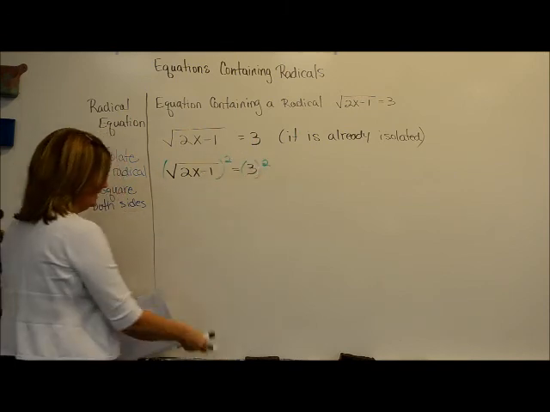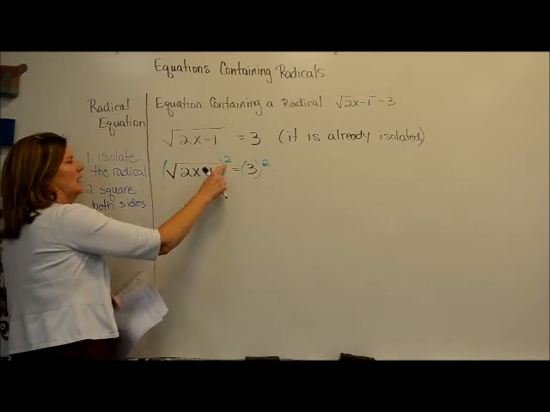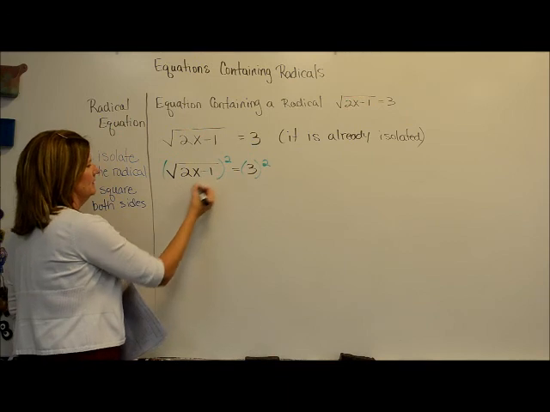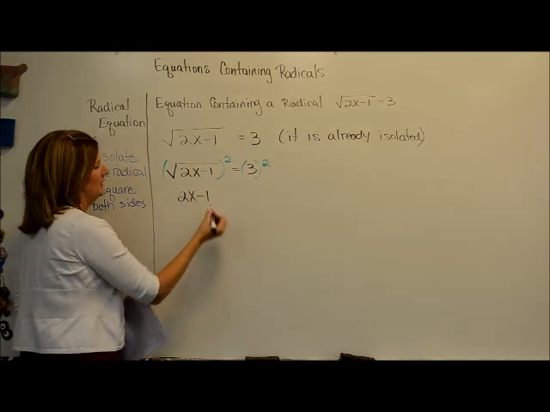What happens here is I'm going to take the square root and square it, so the radical is going to go away. So I have 2x minus 1.